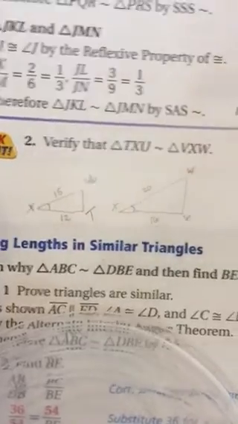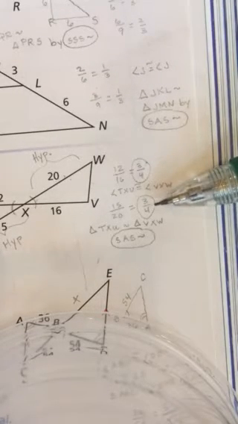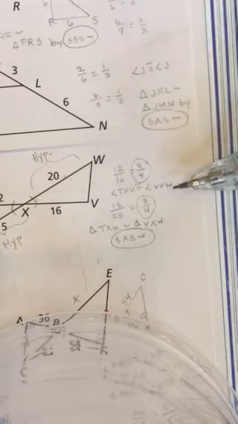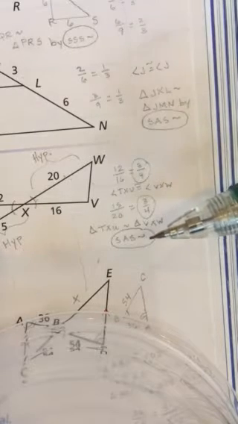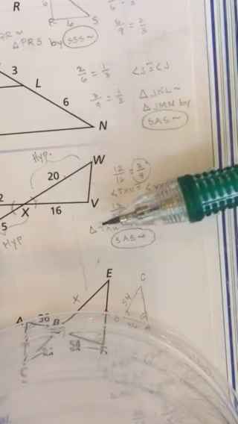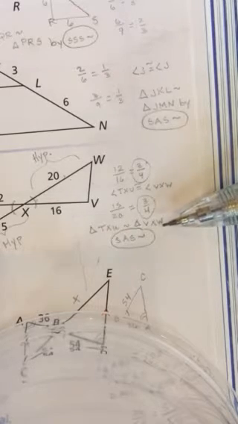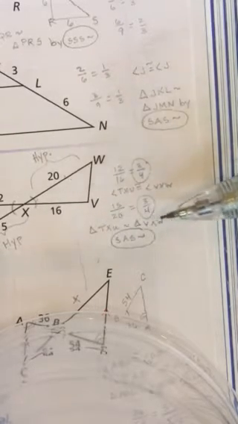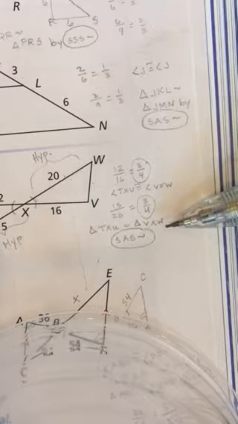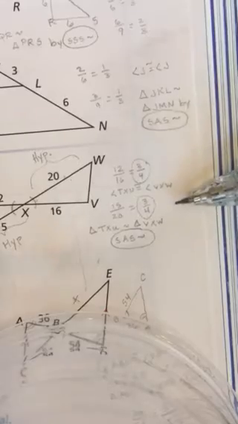According to that, the relationship between 15 and 20 should be the same as the relationship between 12 and 16. Let's go look at it. 12 over 16 reduces to 3/4. 15 over 20 reduces to 3/4. We have our congruent angles, so we can in fact say that these triangles are similar by side, angle, side. Now remember, it's so important that we write this statement correctly. So I said triangle TXU is similar to triangle VXW, being careful to put everything in the right order.